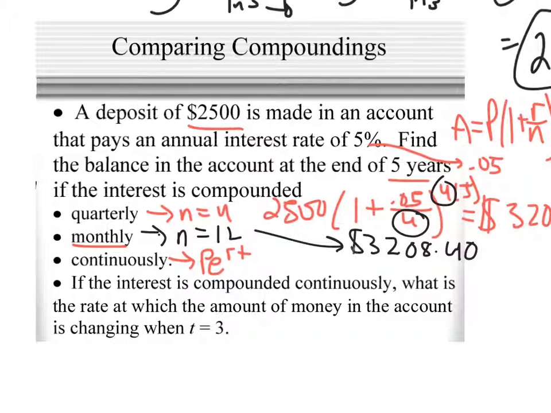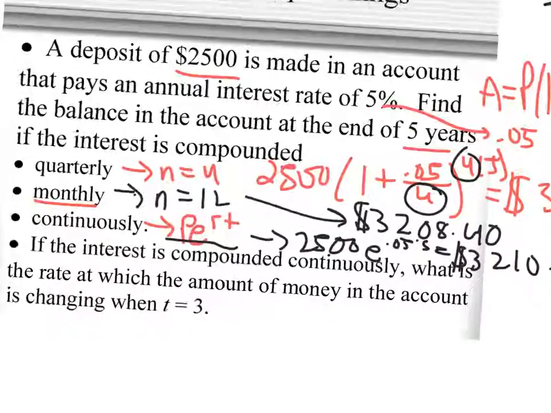So it ends up being $3,208.40. Okay, so a little bit more. And then if you try continuously, again, P is still $2,500. But now you're raising e to the 0.05 times 5. So it ends up being about $3,210.06. So again, that's the best deal, compounding continuously, hence why banks don't usually do that.